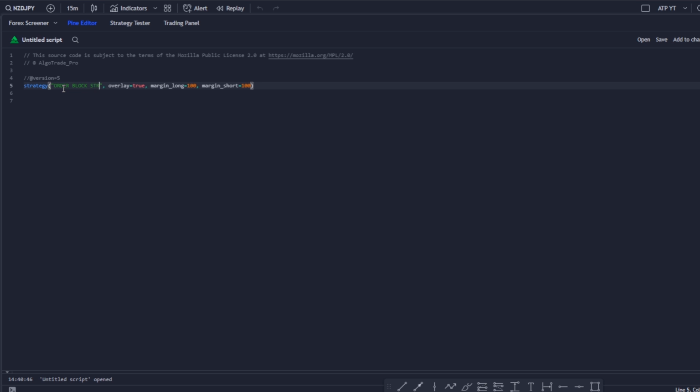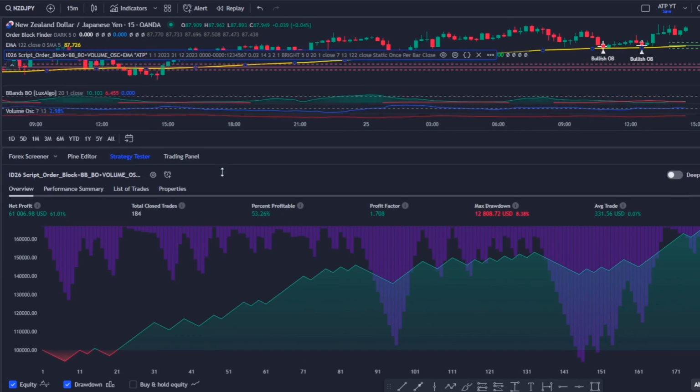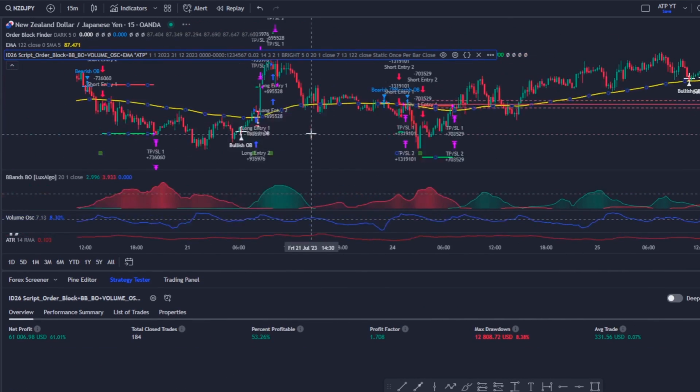I will code it and I will be right back. Okay, my bot is ready to be used and it's working perfectly. Now let's see some trade examples.